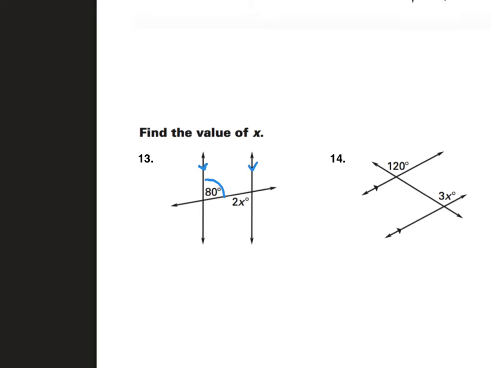I'm going to make a simple equation for that. 2x will have the same measurement as 80 degrees. So if I divide both sides by 2, I should get x by itself, and 80 divided by 2 is 40, so x is 40 degrees.